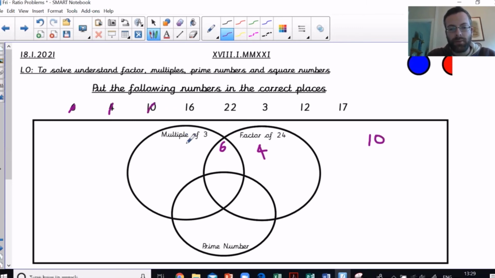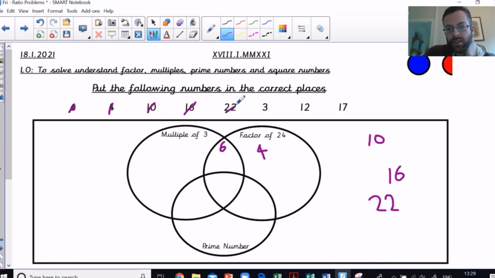16, is it a prime number? No, because I can divide it by 2 and 8 and 4. Is it a factor of 24? No, because I can't do 24 divided by 16. Can I count up in 3s and get to 16? No, so 16 is going out here. Next one, 22. Is it a multiple of 3? No, it's not. Is it a factor of 24? No, it's not. Is it a prime number? No, it's not, because I can divide 22 by 11 or 2. So 22 is going out here.